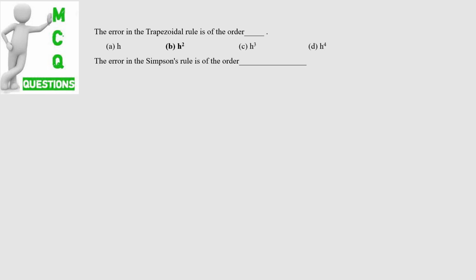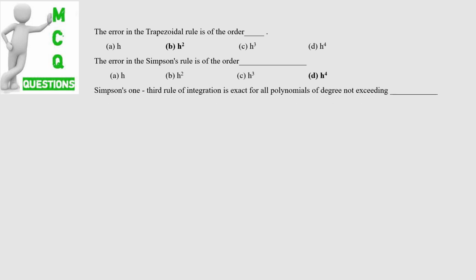Hope you have enjoyed learning, and shall we have a quick assessment of our understanding by going through these multiple choice questions one by one. Let us start with the first question and try to answer them. The error in the trapezoidal rule is of the order of h square. The error in Simpson's rule is of the order of h power 4. Hope you can recollect the content.